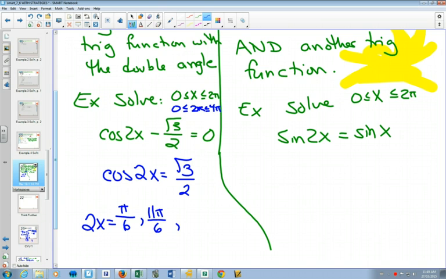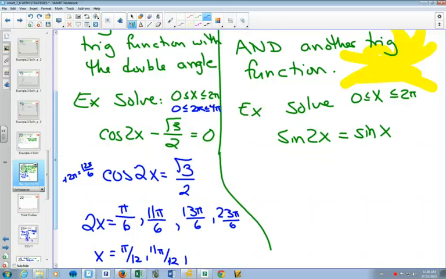Second time around, we'd add 2 pi. Of course, adding 2 pi is the same as adding 12 pi over 6. So add 12 pi over 6 to the first one, you get 13 pi over 6. Add 12 pi over 6 to the second one, you get 23 pi over 6. Divide them all by 2, and we get pi over 12, 11 pi over 12, 13 pi over 12, and 23 pi over 12. So that's a multi-revolution one, and we've solved it between 0 and 2 pi.